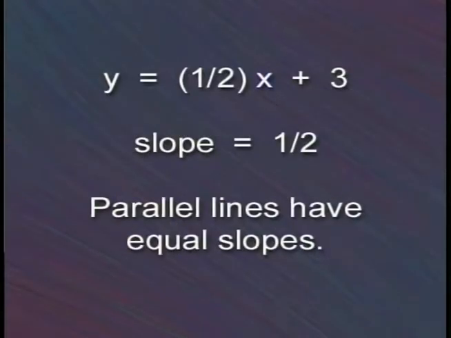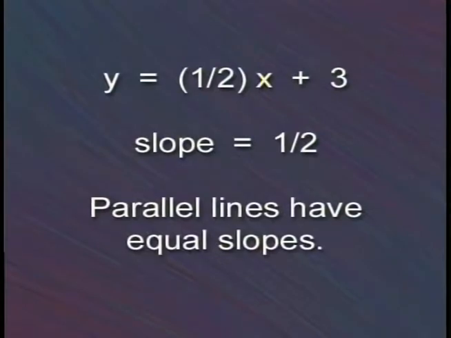Parallel lines have equal slopes. The equation of the line given in this problem, y equals 1/2 x plus 3, is already in slope-intercept form. Thus, the slope of this line is 1/2. Looking at the answer options, only options G and H have the correct slope of 1/2.